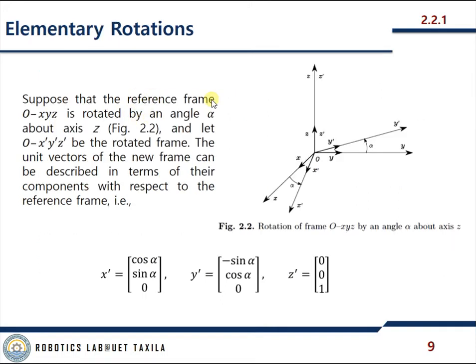Now consider an elementary rotation. Suppose that the reference frame OXYZ is rotated by an angle alpha. Let O, X bar, Y bar, Z bar be the rotated frame. Now the rotated frame is this one. The unit vectors of the new frame can be described in terms of their components with respect to the reference frame. So how can you represent this X bar? Number one, cos of alpha, and then in this direction, sine of alpha. That would be X bar, because this is a unit vector.